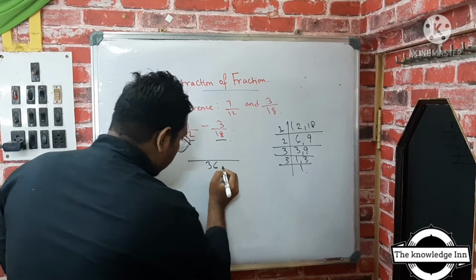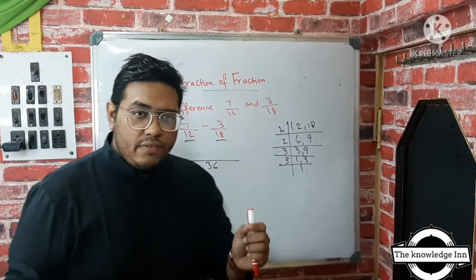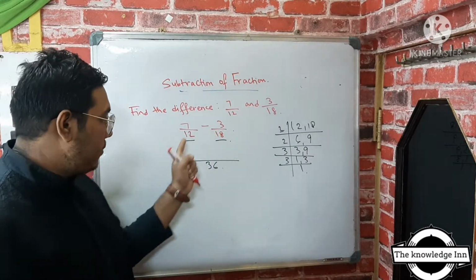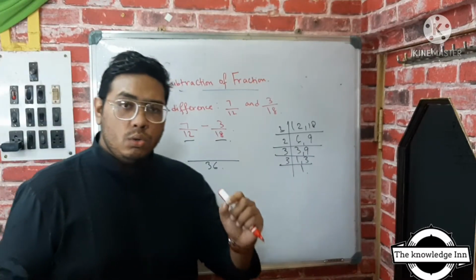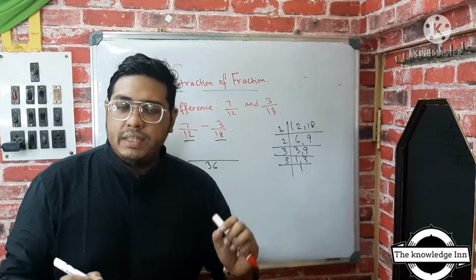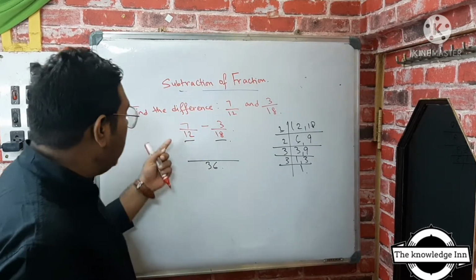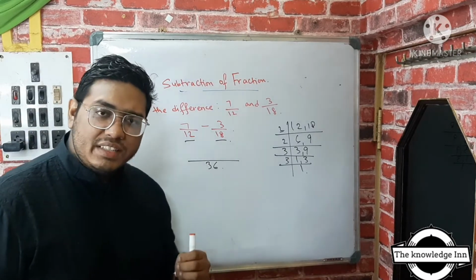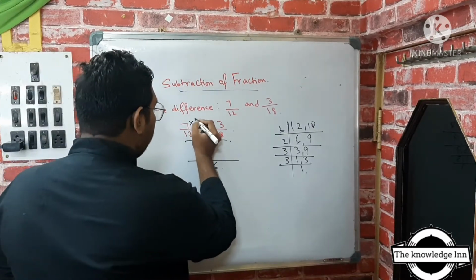And I have already told you, in order to check whether your LCM is correct or not, denominator 1 and denominator 2 should divide it exactly. That means it will leave no remainder. So in the 12 times table, 36 will come in 3 times. 12 threes are 36. So into 3.